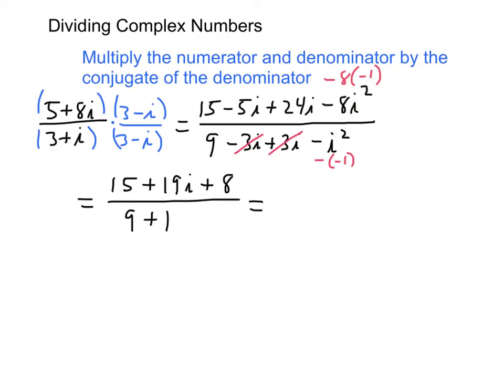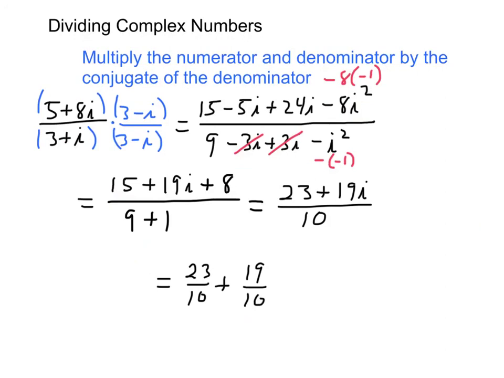And then you just want to combine your constants together, your like terms. So 15 and 8 is 23. So 23 plus 19i over 10. And then again, we can split that up into two separate fractions and say 23 over 10 plus 19 over 10 times i.